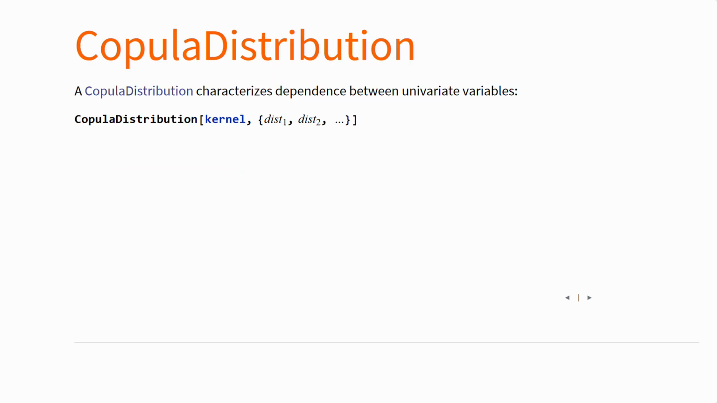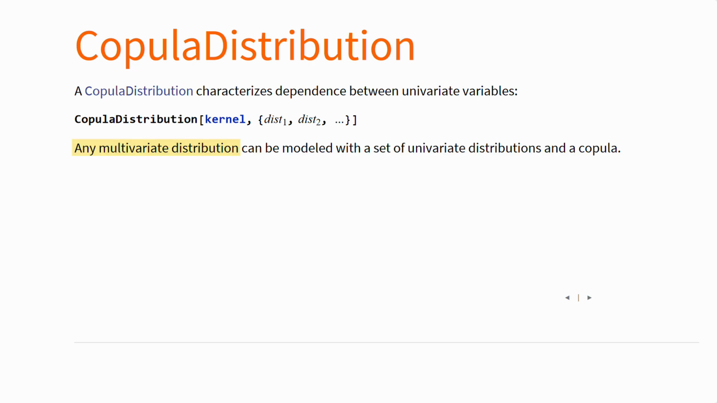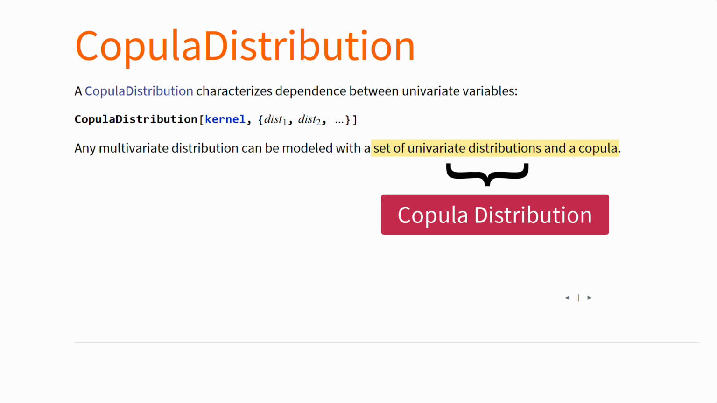The copula distribution is just that, the characterization of dependence between univariate distributions. The copula is one of the most powerful tools of all probability theory. Mathematically, any multivariate distribution can be modeled with a set of univariate distributions and a copula, together called a copula distribution.